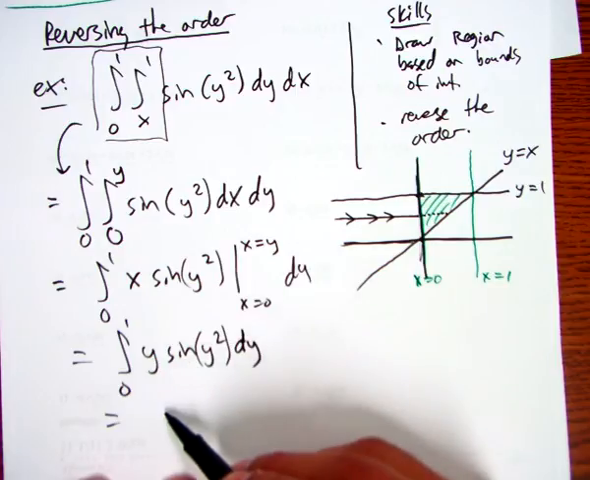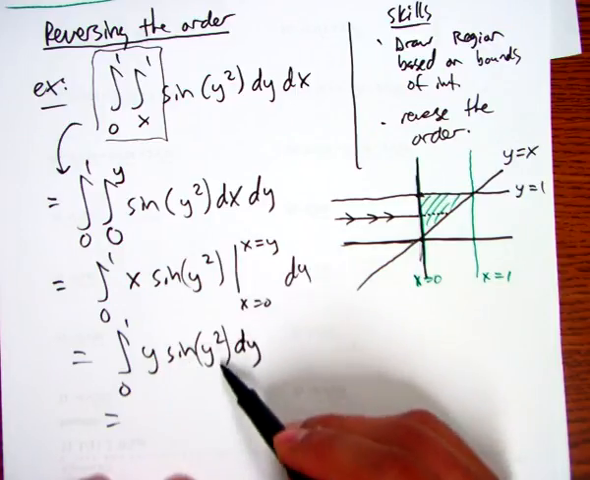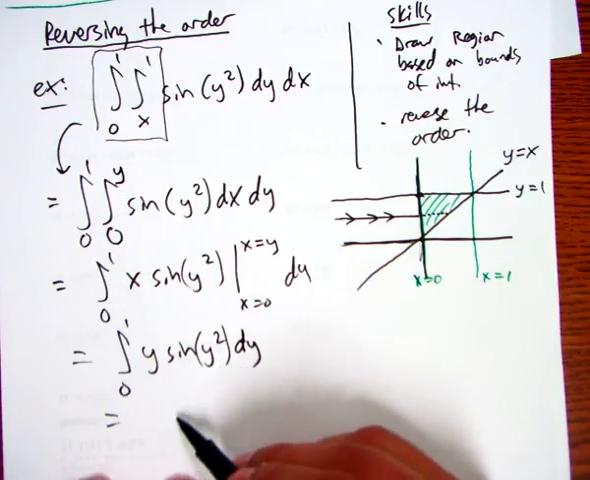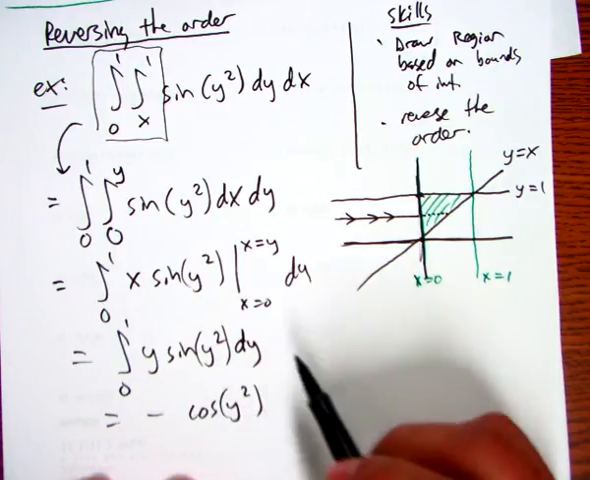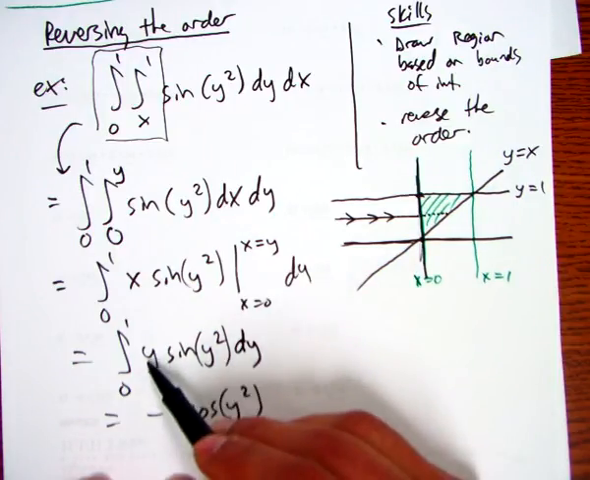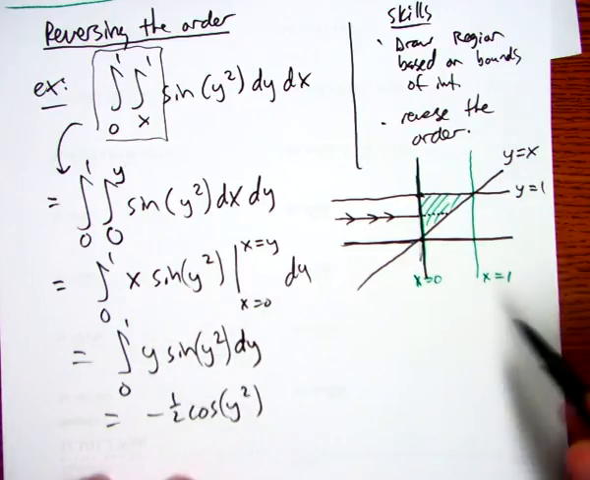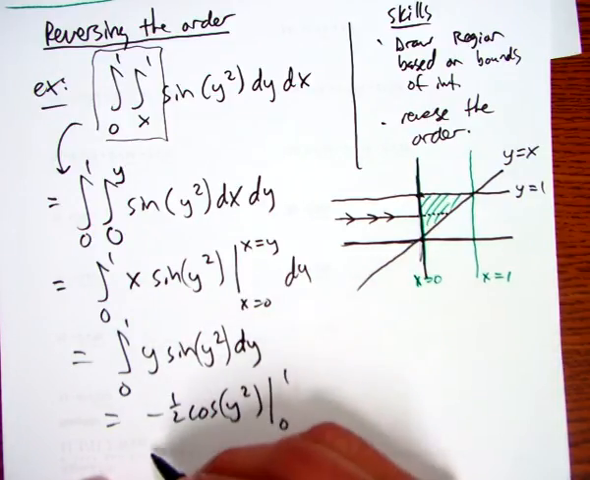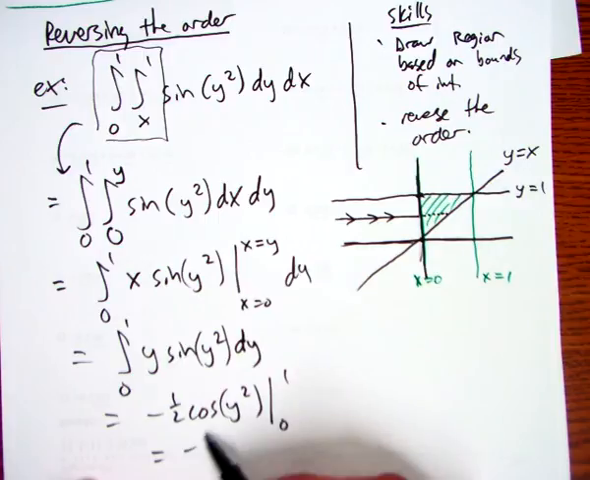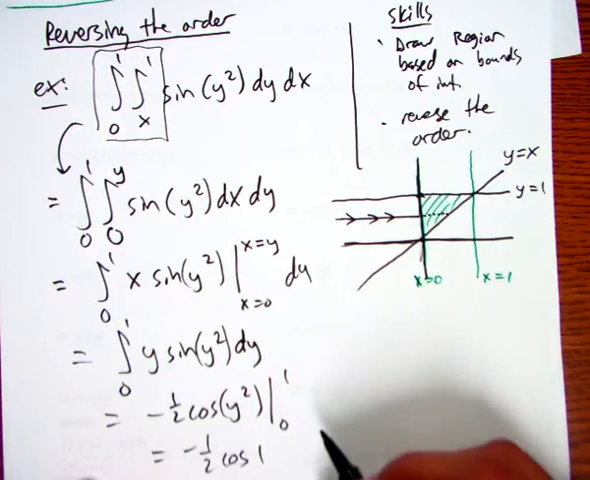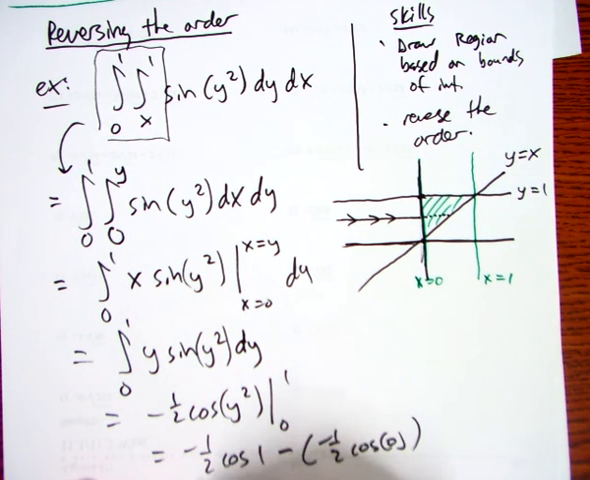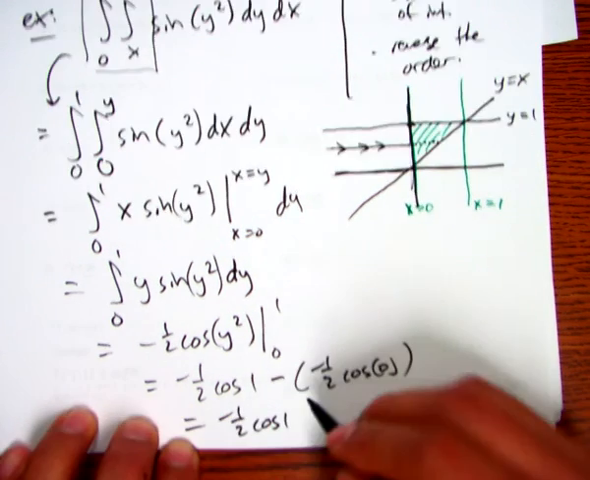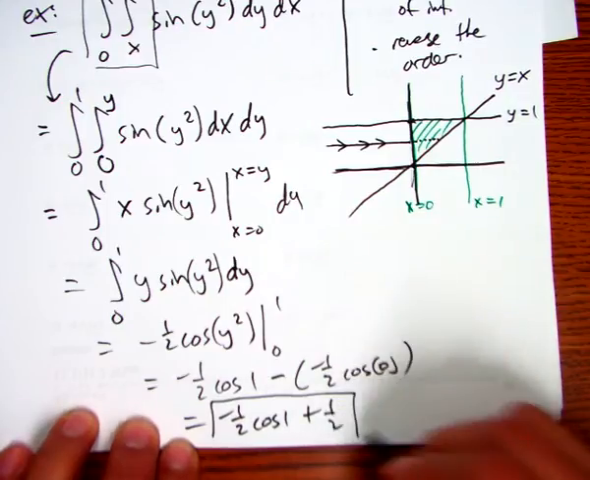You can treat the y squared as u, so this becomes minus cosine. And then 2y needs to become y, so that should be a half out there. And then that's from 0 to 1. So then my answer would be negative 1/2 cosine 1 minus negative 1/2 cosine 0, which will just be 1. So negative 1/2 cosine 1 plus 1/2. Okay?